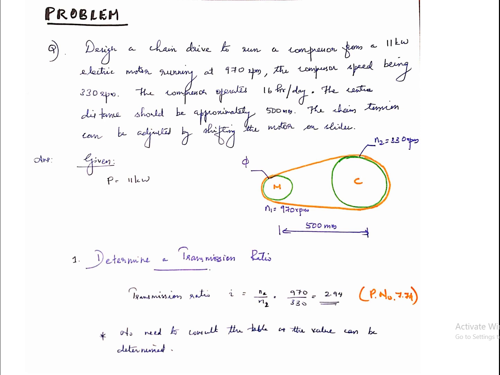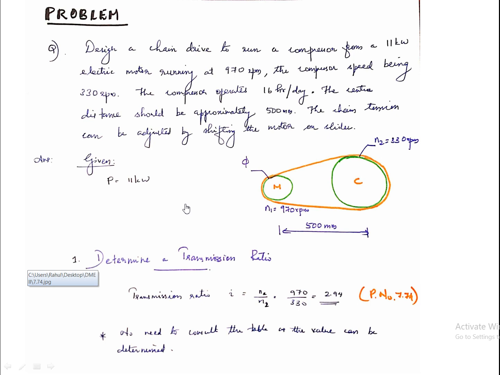So the first and best thing is to make a rough sketch of that question. You can see this is your motor and this is your compressor. It is transmitting a load of 11 kilowatt, right? The motor is running with a power of 11 kilowatt at 970 rpm, as you can see I have already marked that value. Now it is making the compressor run at 330 rpm. The diameters and other things are not there, you need to find all other values. And the center distance is also given, it is 500 mm. So with this available data, let us start the design procedure.